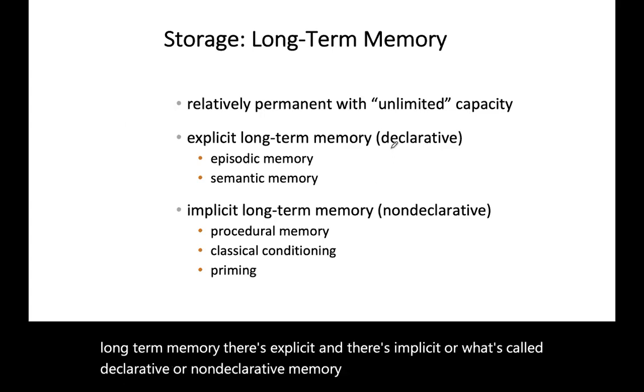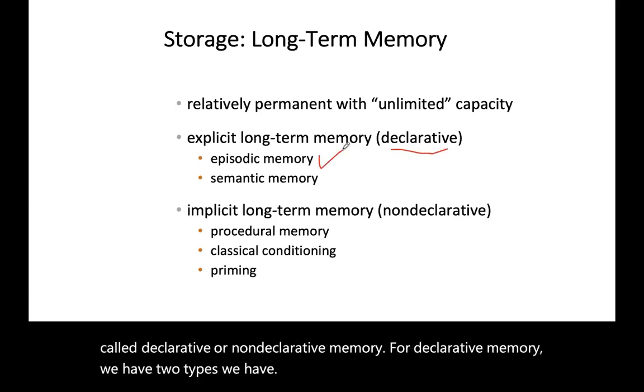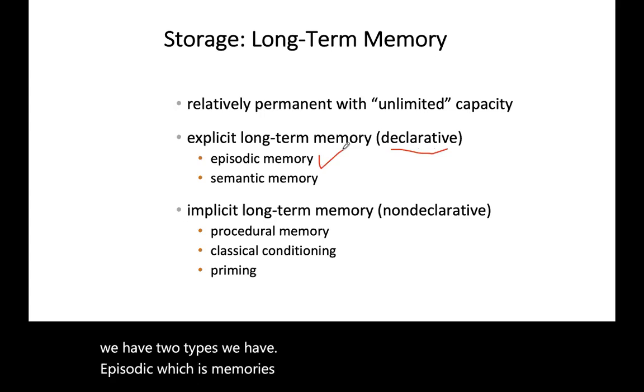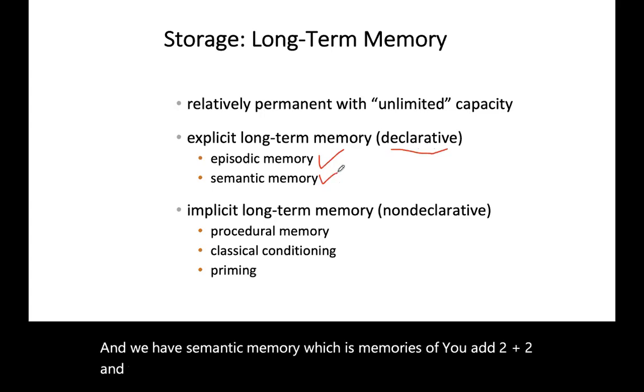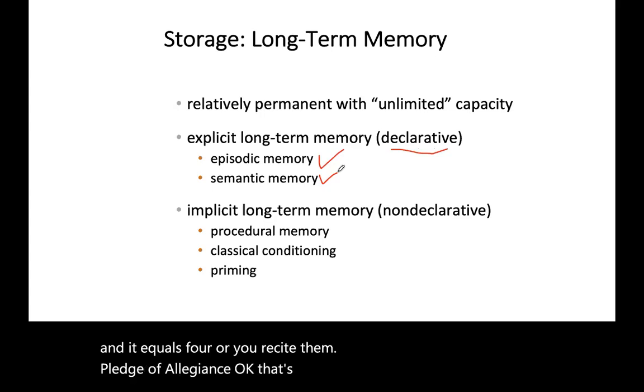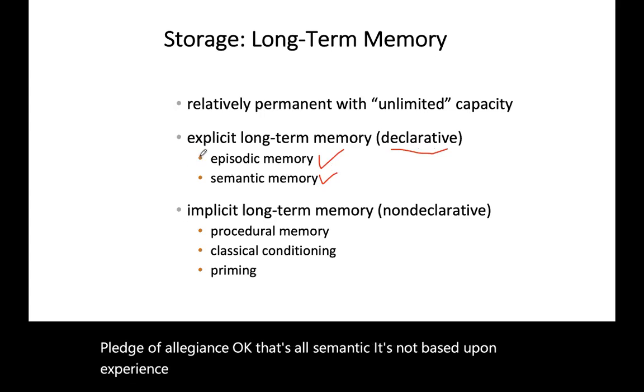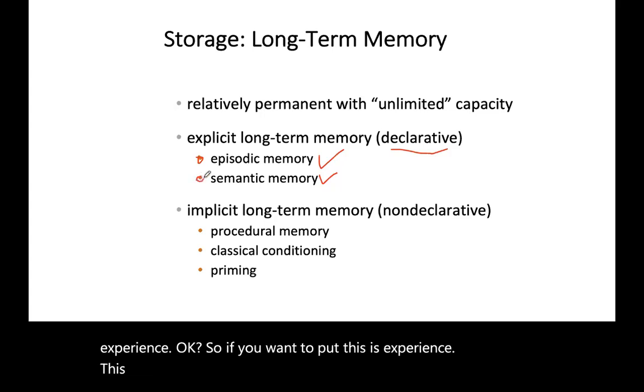For declarative memory, we have two types. We have episodic, which is memories for experiences. And we have semantic memory, which is memories like when you add 2 + 2 and it equals 4, or you recite the Pledge of Allegiance. Okay, that's all semantic. It's not based upon experience. So if you want to put it this way, this is experience, and this is non-experience, conscious effort.